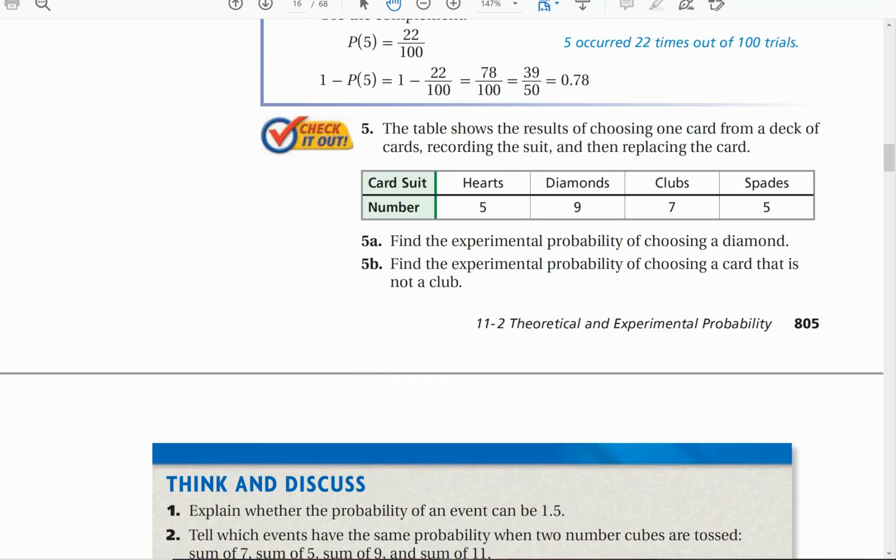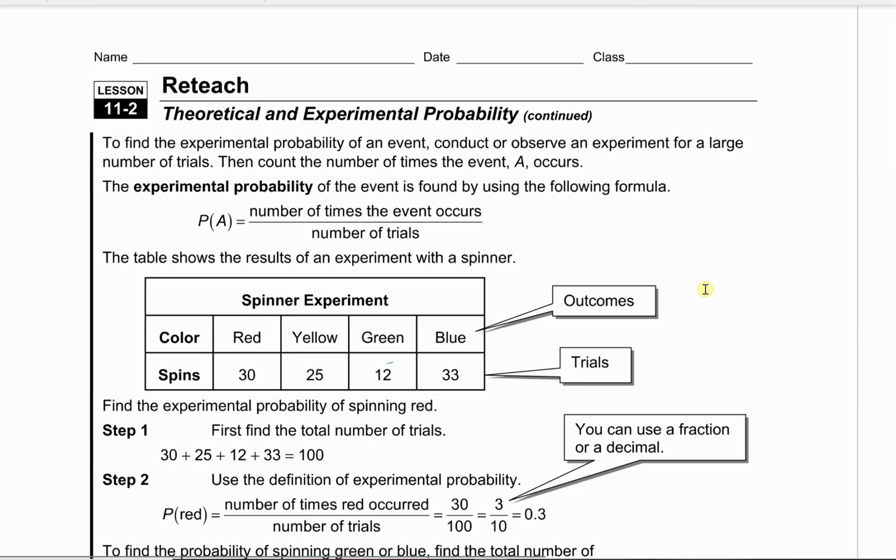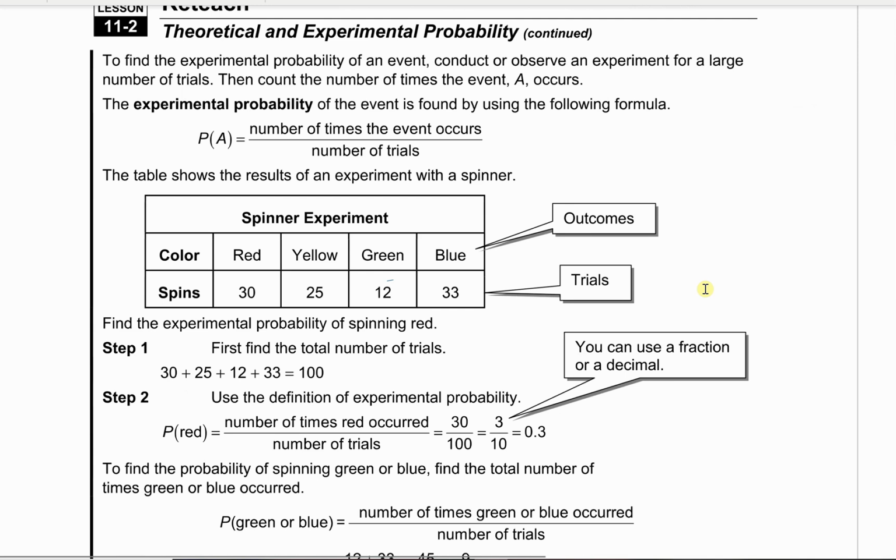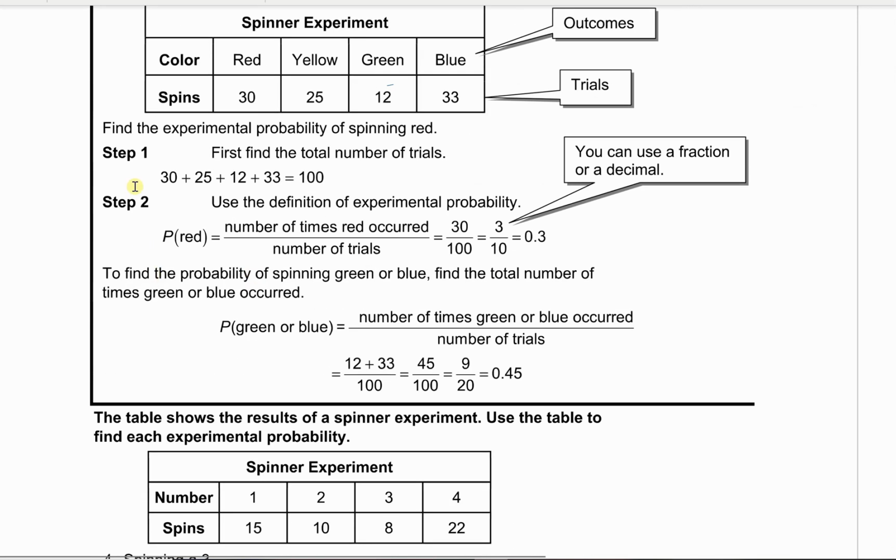So let's go back to the note sheet and look at this. Here's another example. This is a spinner. You remember the spinner, red, yellow, blue, green, 4 outcomes. They spun it and got red 30 times, yellow 25, green 12, blue 33. Add them all up, a total of 100 spins.